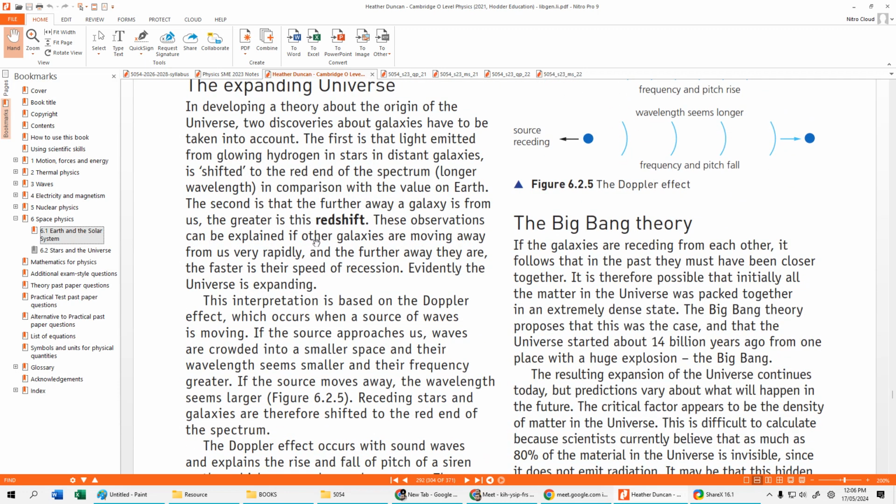Here, the first is that light emitted from glowing hydrogen stars in distant galaxies is shifted to the red end of the spectrum in comparison with the value on Earth. The second is that the further away the galaxy is from us, the greater is the redshift. So these are the two basic observations. You can write either one and explain it.